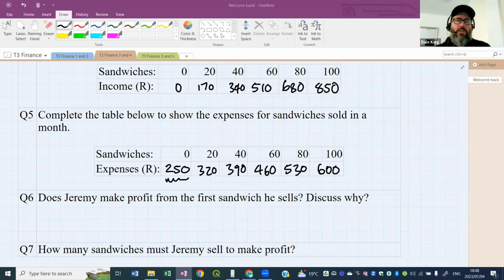Now, here come the questions. Question 6. Does Jeremy make profit for the first sandwich he sells? Discuss why. Always why. Who can tell me? Does Jeremy make profit from the first sandwich? One sandwich. Does he start making profit from selling one sandwich? Yes, no. Why? Who can tell me?